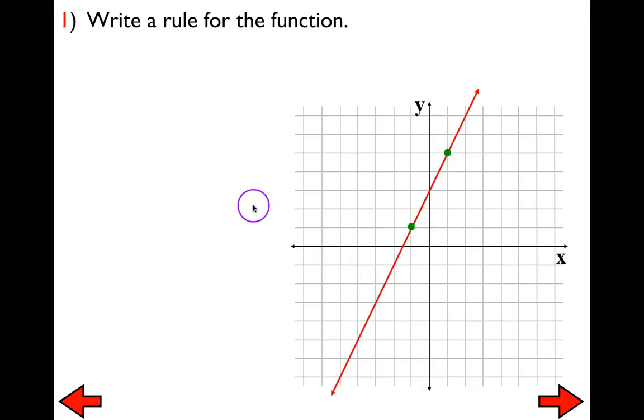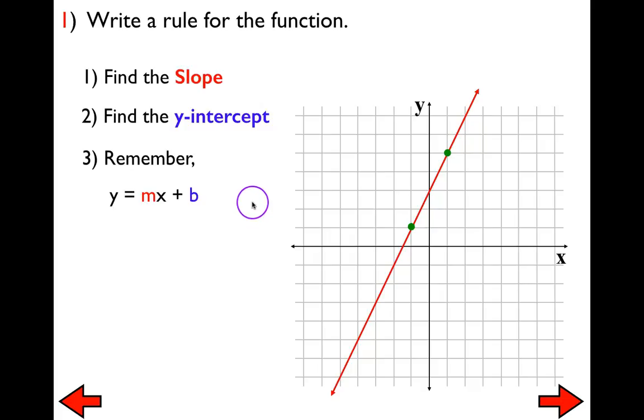Okay, so what about this one? Okay, so I'm going to show you one more time. What we're going to do is find the slope. We're going to find the y-intercept and simply use slope-intercept form to generate our equation or function rule. So what is the slope? First of all, I recognize that it's going to be positive since my line is going up.